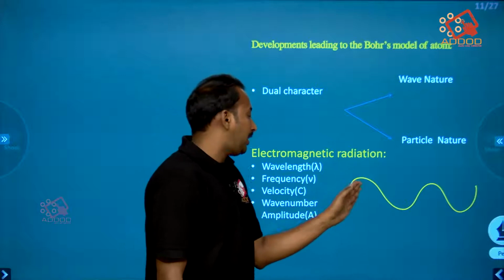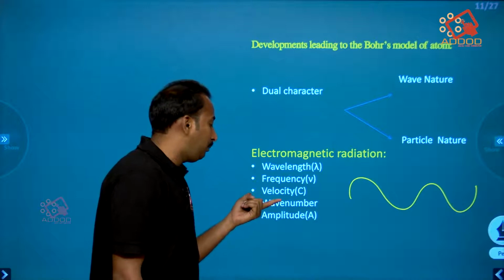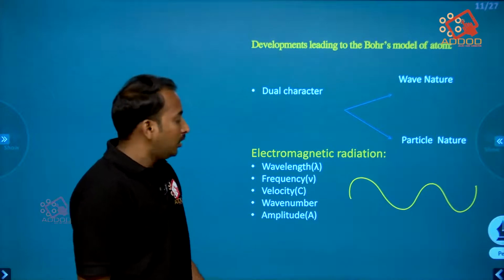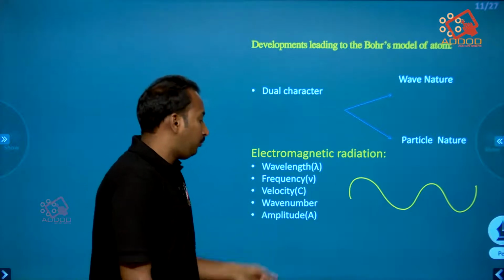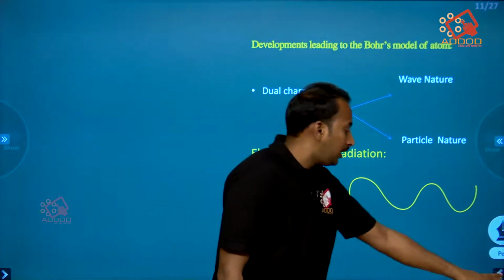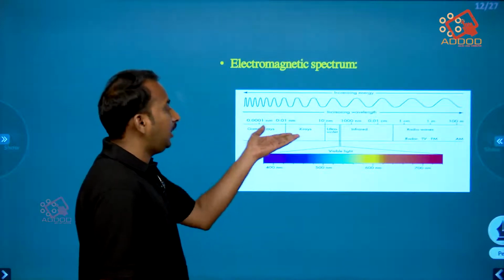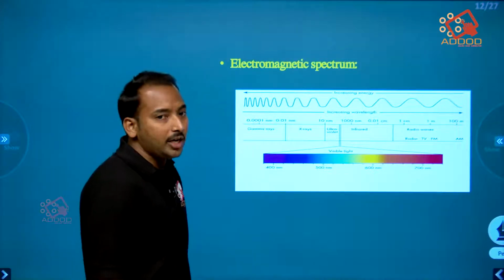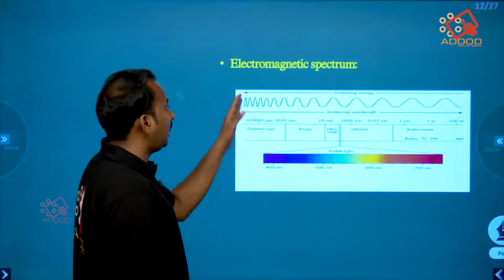These electromagnetic radiations have certain characteristics. What are they? Wavelength, frequency, velocity, wave number and amplitude. These are the characteristics of electromagnetic radiation. We already know the wavelength lambda, frequency nu, velocity c, wave number nu bar and amplitude A. And next is the electromagnetic spectrum. How is the electromagnetic spectrum arranged? It is an arrangement of different electromagnetic radiations with increasing wavelength and decreasing frequency. That is called the electromagnetic spectrum.